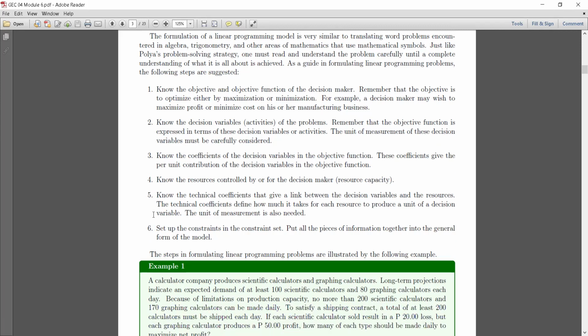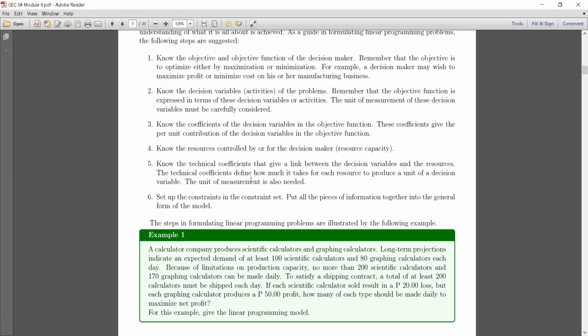Number 4, kailangan mong alamin yung mga resources mo. So, dito na papasok yung mga capacity, yung resource capacity. Number 5, know the technical coefficients that give a link between the decision variables and the resources. So, yung technical coefficients, sila yung magde-define kung gaano kadami nung each resource to produce a unit nung decision variable. And number 6, isa-set up mo yung mga constraints. So, yun yung mga kanina.